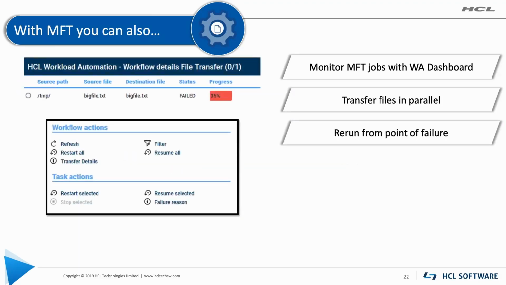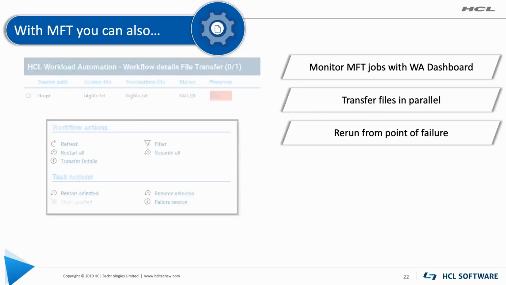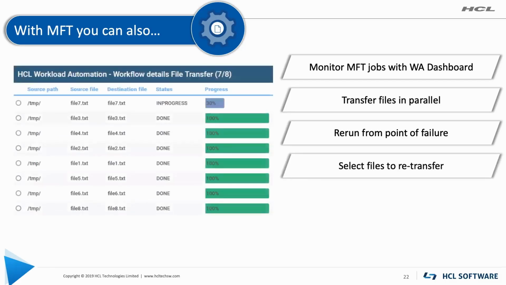If any of these file transfers fails, you can rerun it from the point of failure, so you don't need to restart the file transfer from scratch. You can also decide that any of these file transfers that are in the same job needs to be re-executed. So select one and retransfer just that file.